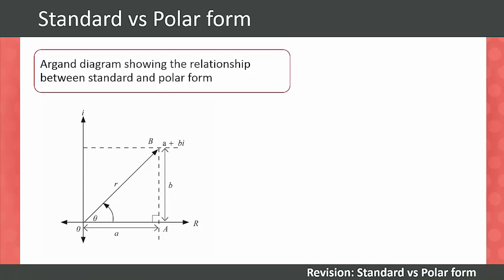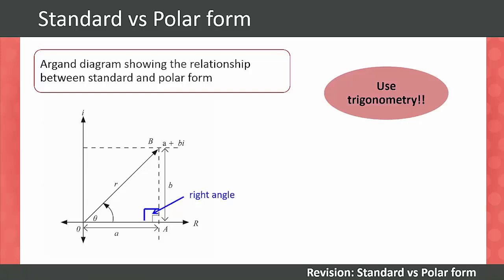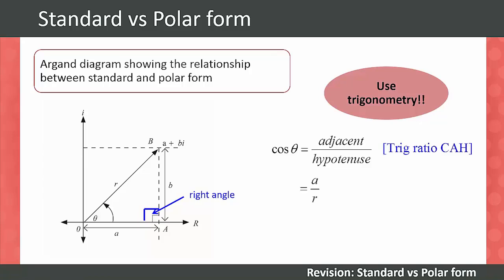So how do we derive the equation for the polar form? We use our basic trigonometry. Notice the right-angled triangle. Your students should remember that with right-angled triangles, we can use our trig ratios to represent a complex number in terms of the angle theta. So we have cos theta is equal to the adjacent over the hypotenuse, and we get this from our trig ratio CAH, and this gives us A divided by R. Therefore, A is equal to R cos theta.